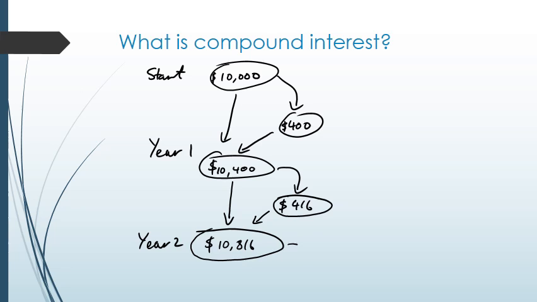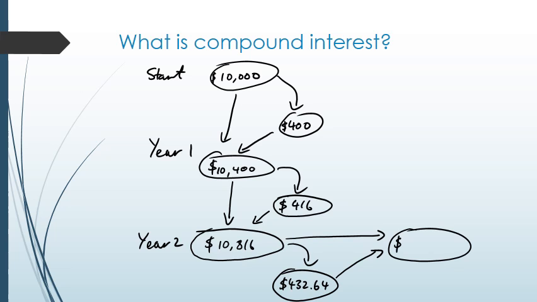Then, for the interest that we got for that year, for the end of year 2, we got $432.64. If we then add this up to year 4, sorry, I ran out of space, you then get 11,248.64. This is not year 4, year 3.